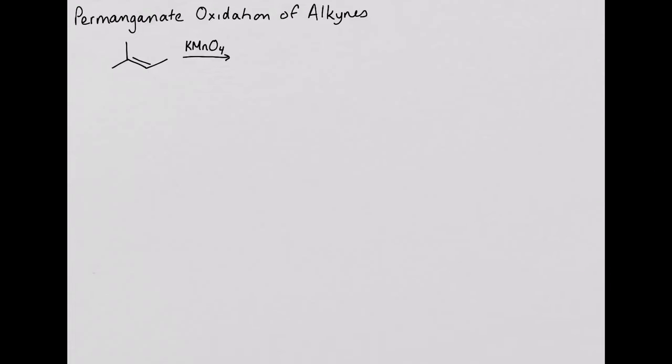This video will cover permanganate oxidations of alkynes. Permanganate oxidations of alkynes will be very similar to the permanganate oxidations of alkenes. As a reminder, when we treat alkenes with permanganate under mildly oxidizing conditions, where the permanganate is dilute and cold, we oxidize just the pi bond to give the diol.